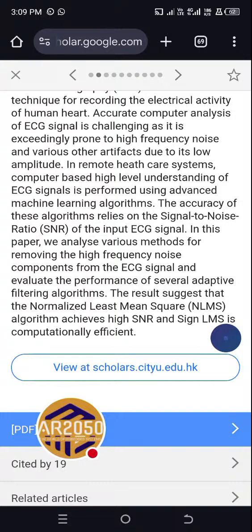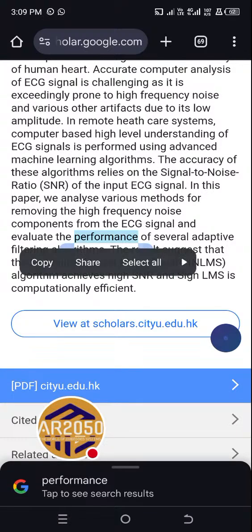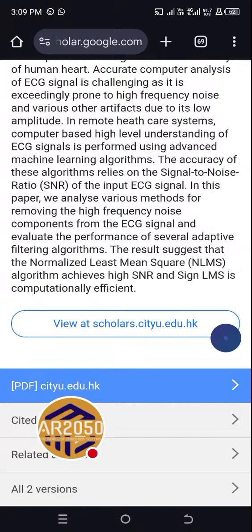So in this paper they analyze various methods for removing the high frequency noise components from the ECG signal and evaluate the performance of several adaptive filtering algorithms. So most of the time in this paper the adaptive filtering algorithm has been discussed. The result suggests that the normalized least mean square algorithm achieves high SNR and sign LMS is computationally efficient.